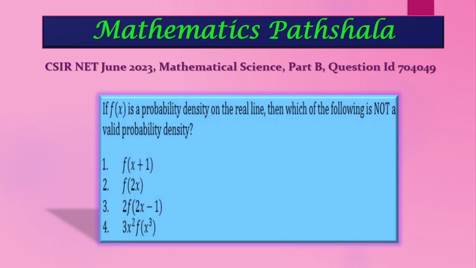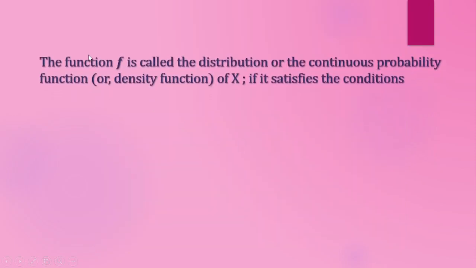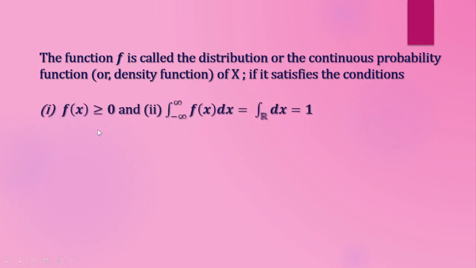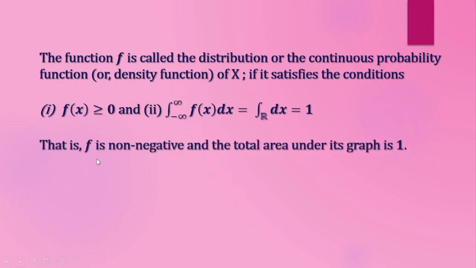So let's check our given options, among them which is not a valid probability density. And first of all we have to know what a probability density is. So the function f is called the distribution or the continuous probability function or the density function of x, where x is the continuous random variable, if it satisfies the conditions f(x) ≥ 0 and the integration over minus infinity to infinity of f(x) dx is equal to 1. That is, f is non-negative and the total area under its graph is 1.